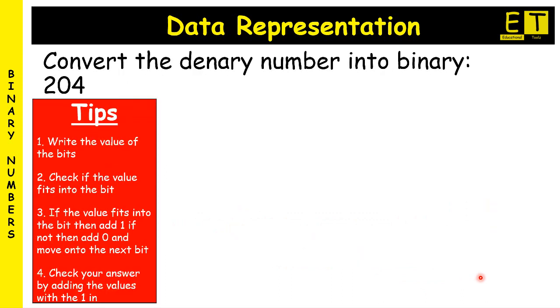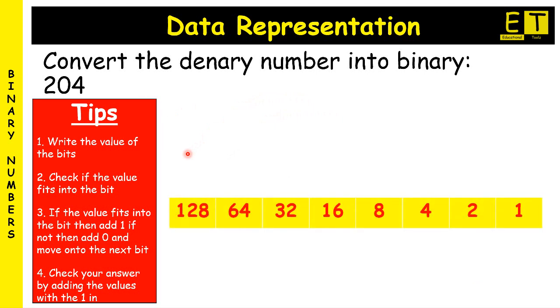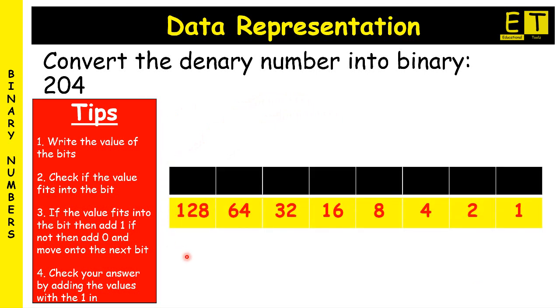Now convert the denary number 204 into binary. What I would recommend you do is write the value of the bits, check if the value fits into the bit. If it does fit into the bit, you add a 1. If it doesn't, then you add a 0. And once you've done, just double check your answer so you know it's 100% correct, as it's easy to make a mistake when dealing with so many ones and zeros.